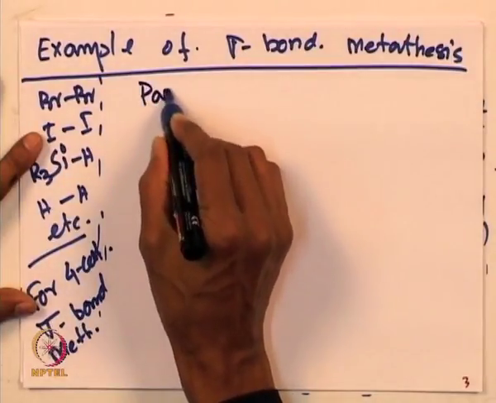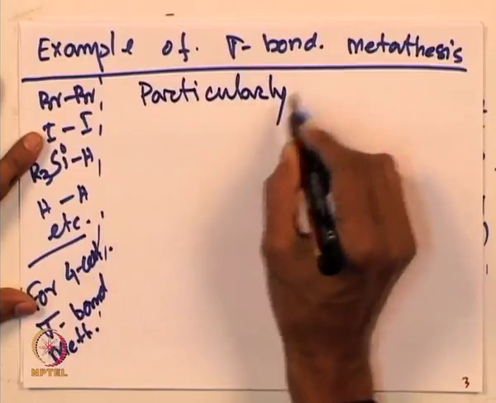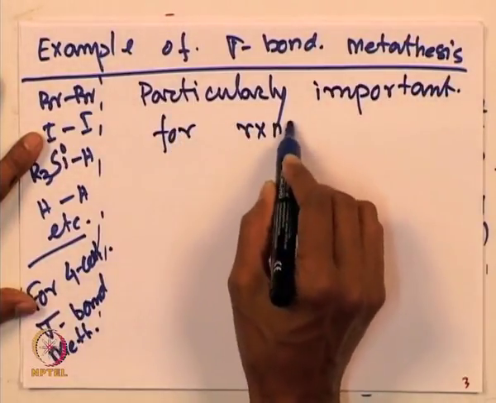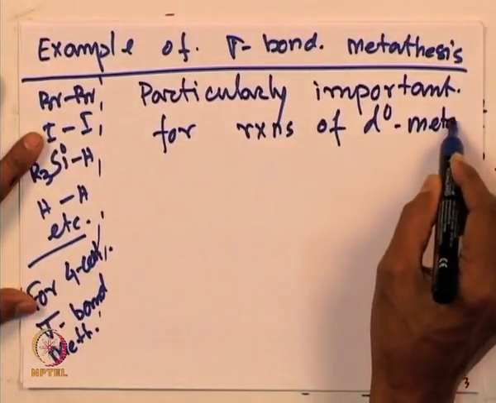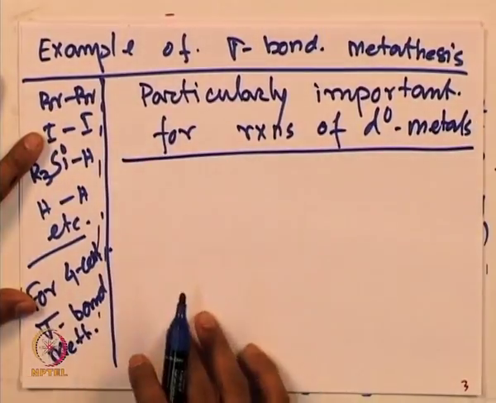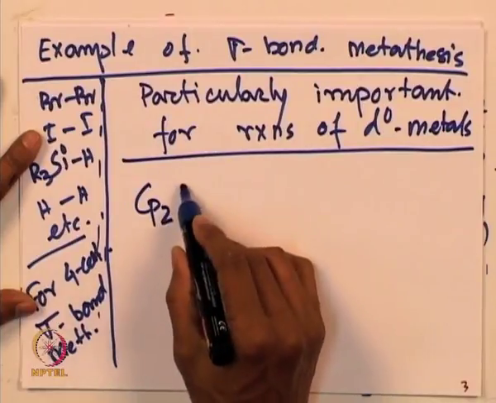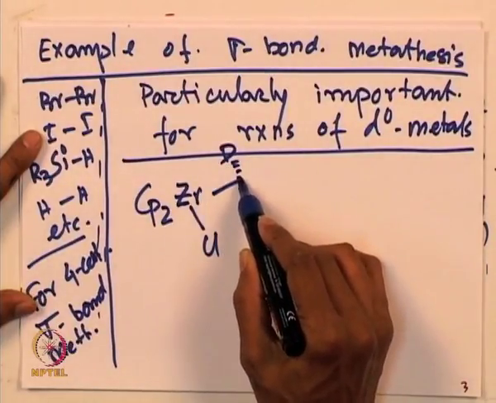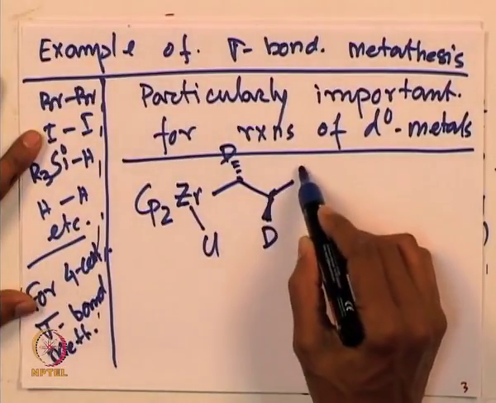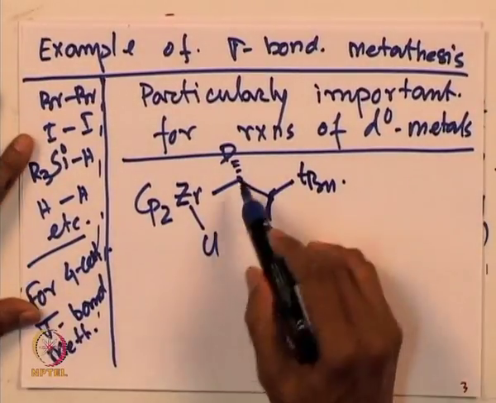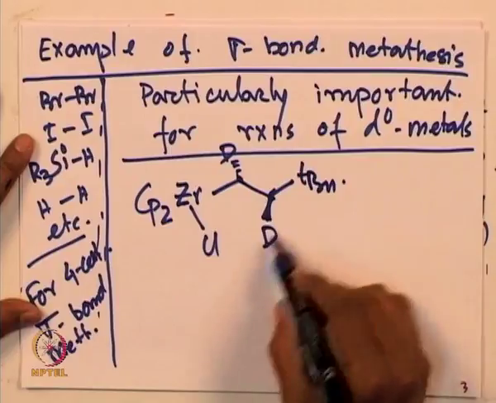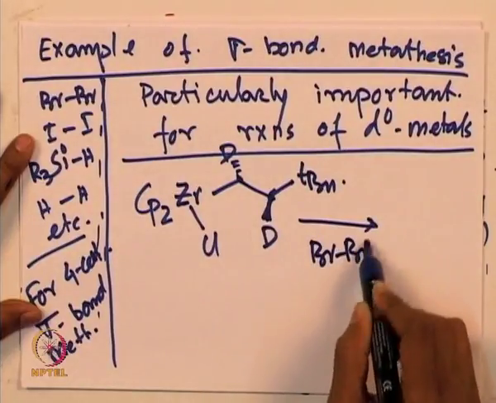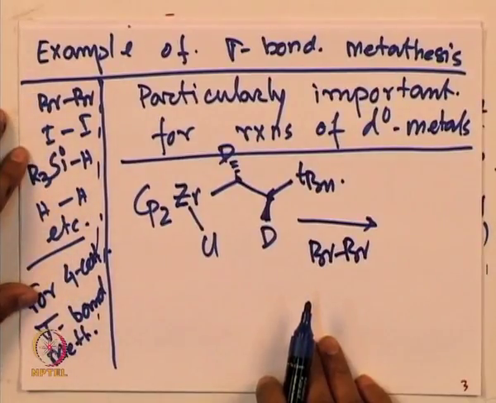Now, this is particularly important for reactions of D0 metals. This is one of the most important things to remember. This is particularly important for D0 metal centers, and you have seen a lot of those. We will discuss one over here. With a stereo center, let us say you have deuterium over there, and you have this zirconium alkyl species with two stereo centers, and you want to do a bromination reaction with this. If you want to use bromine, of course, this is one of them. So, these are the ones which can undergo sigma bond metathesis readily.